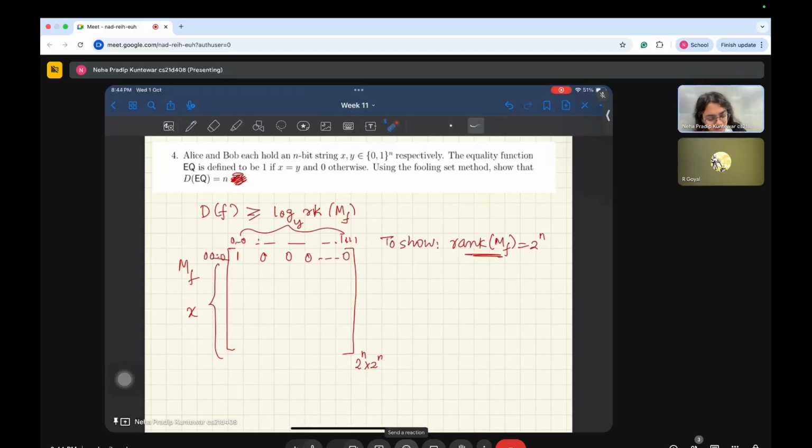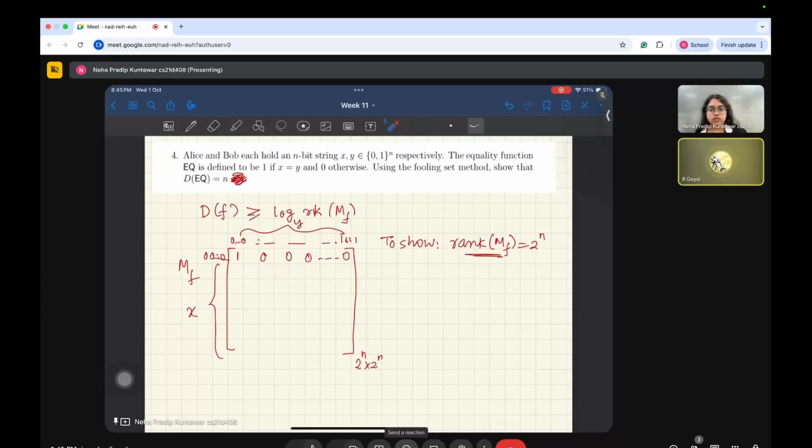So if Alice's string is all zeros, 0 to the n, and Bob's string is 0 to the n, then the two strings are equal, therefore we should output a 1. But everything else that Bob can have will be different from 0 to the n.